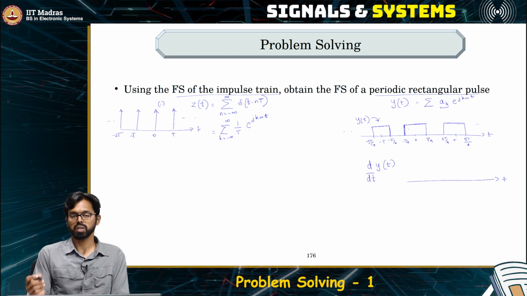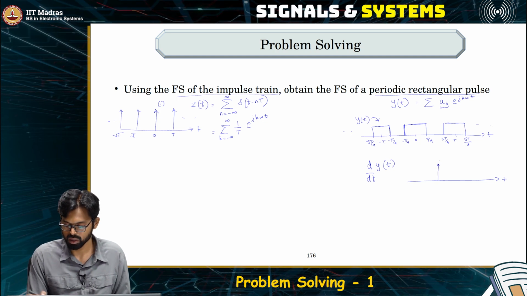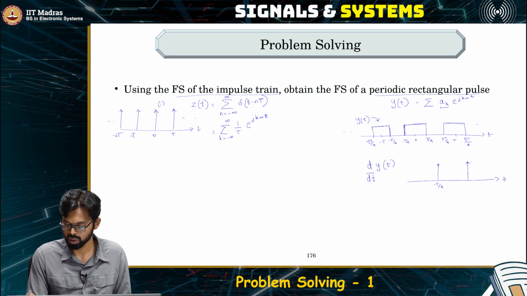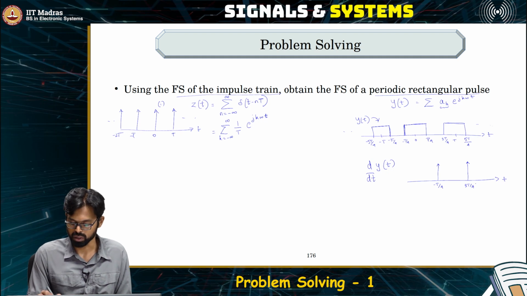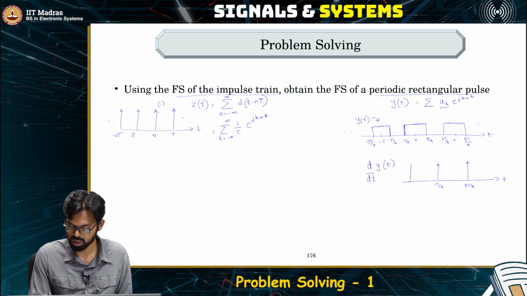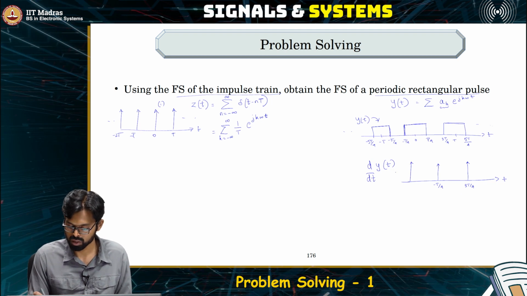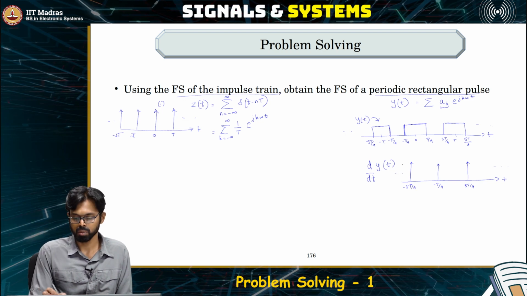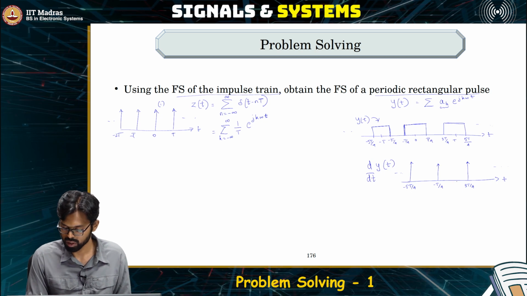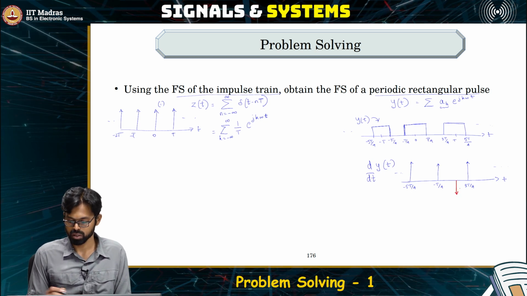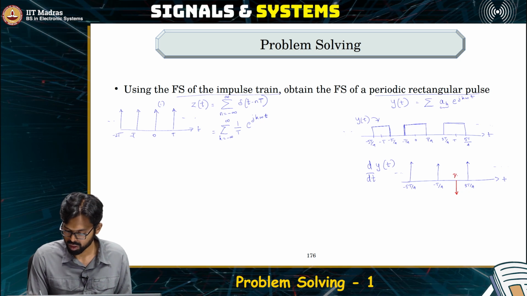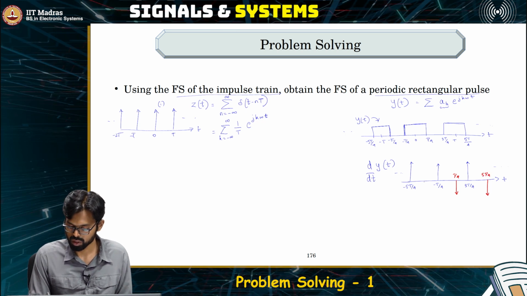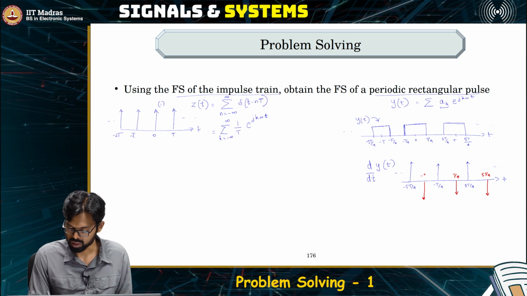So remember, what is the derivative whenever there is a sharp increase? You get an impulse. This is an impulse at minus T/4. And this is an impulse at plus 3T/4, and there is another impulse at minus 5T/4, and so on. Similarly, for the falling edge, we have another impulse. So this is at T/4 and 5T/4 and minus 3T/4.